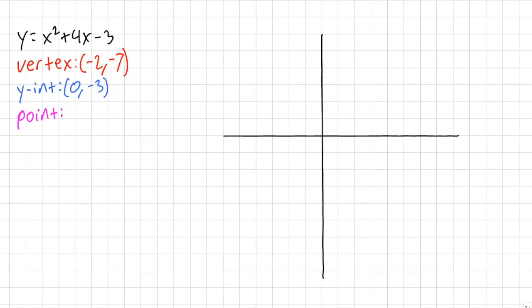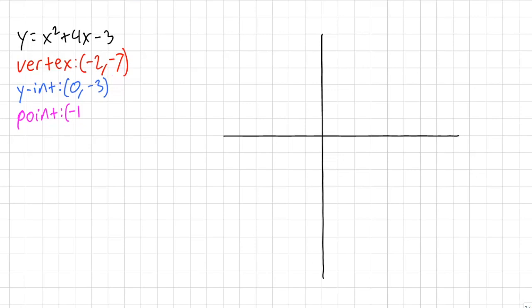We need a third point, and it can be pretty much any point, but the best point you want to use is between your two x coordinates. So you've got 0 and negative 2. So the number that's between 0 and negative 2 is negative 1. So we pick it that way it doesn't go way off the graph. The y coordinates will end up being between negative 7 and negative 3.